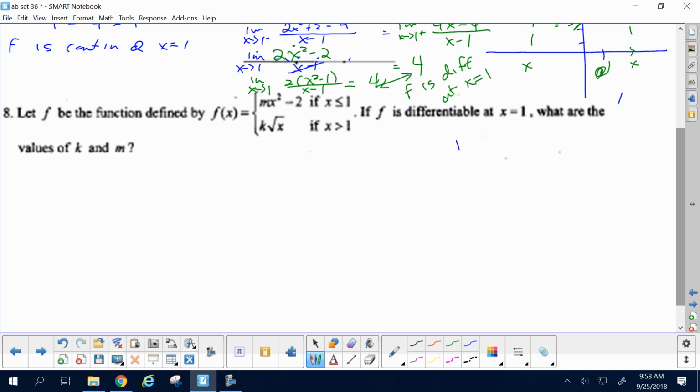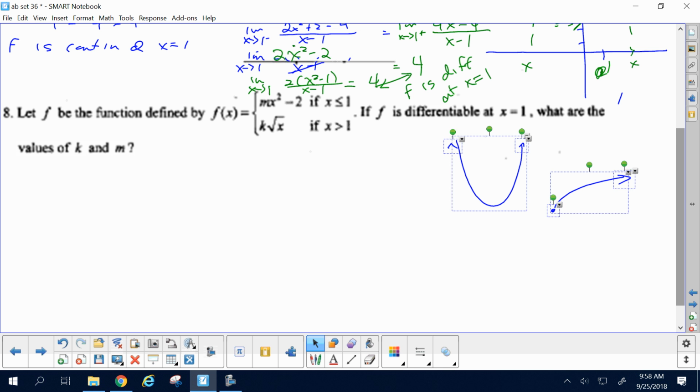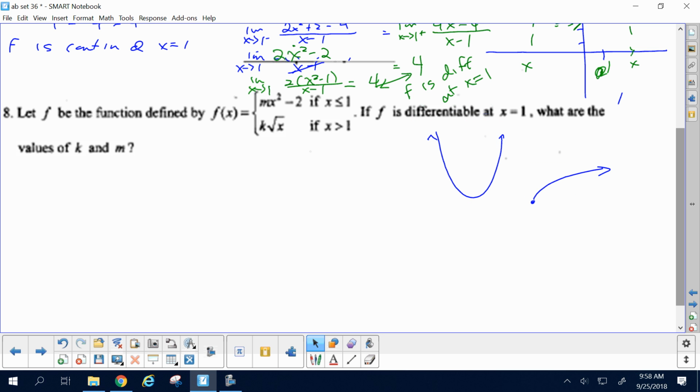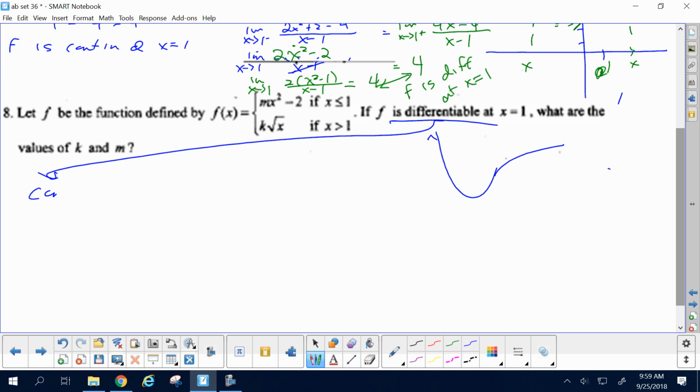You've got this parabola meeting a square root function at 1, and it would have to be pretty doggone perfect, first of all, for them to meet at 1, and second of all, for their slopes to be smooth at 1. You're trying to make a perfect m and k, so there's this smooth handoff between the two functions at some point. So that's the goal, right? Let's start with this: it can't be differentiable unless it's continuous.